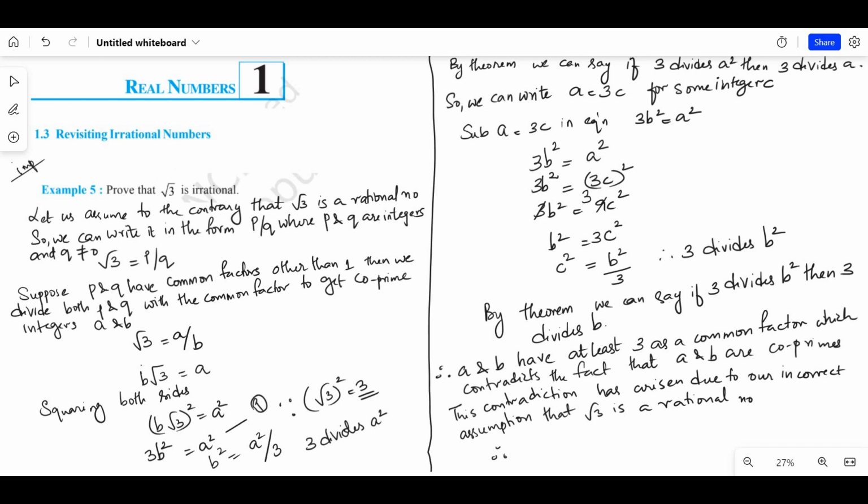Therefore, we can conclude that root 3 is irrational. Hence, proved. I hope you understood this problem. Let's move on to the next example.